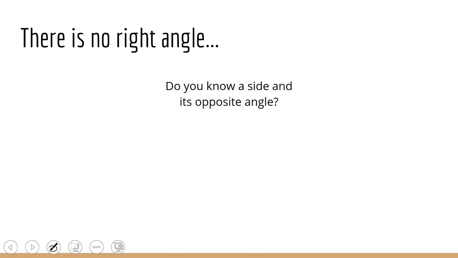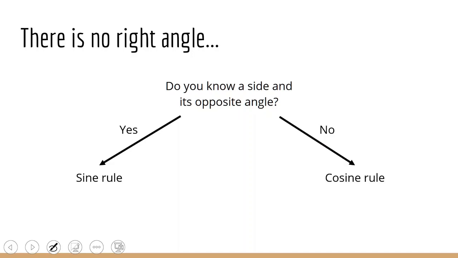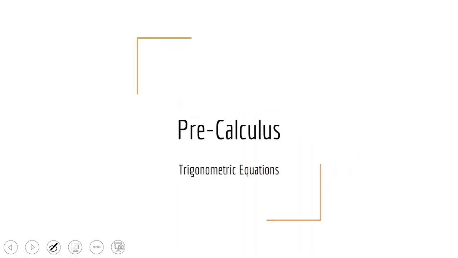Meanwhile, if there are no right angles in your triangle, you can check if you know a side and its corresponding opposite angle. Okay? So if you know a side and its opposite angle, you are going to use the sine rule to calculate the rest. Do note that if you are given two angles, you may need to calculate the last angle and still use sine rule. Otherwise, you can go ahead and use cosine rule to find whatever is missing. And that wraps up our trig sections.